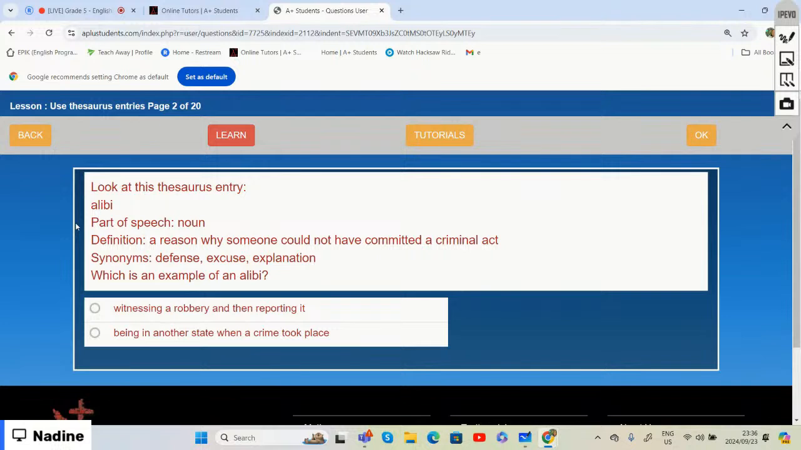Alibi, right, is a word. It is a noun. The definition of an alibi is a reason why someone could not have committed a criminal act. That is an alibi. And the synonyms of alibi are defense, excuse, or explanation. We now need to say which is an example of an alibi. Is it option one, witnessing a robbery and then reporting it? Or option two, being in another state when a crime took place? Which is an example of an alibi?